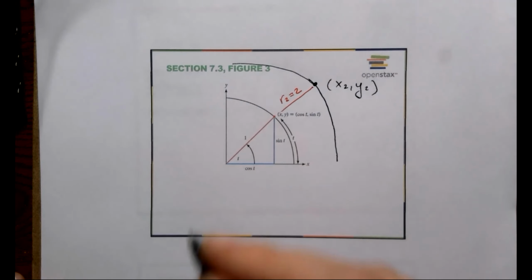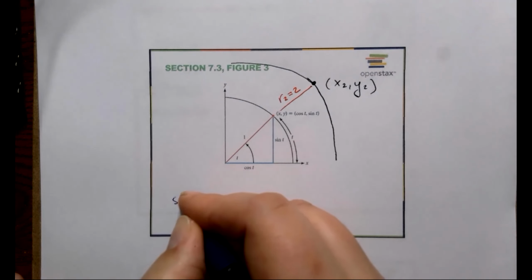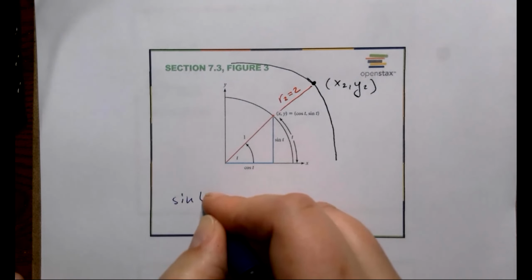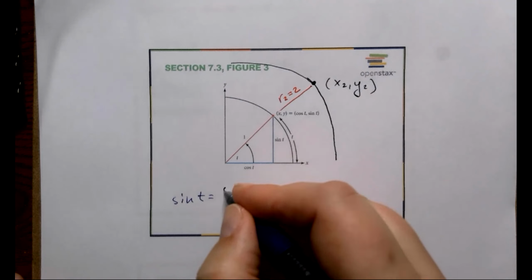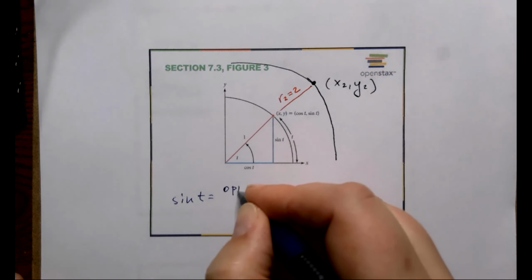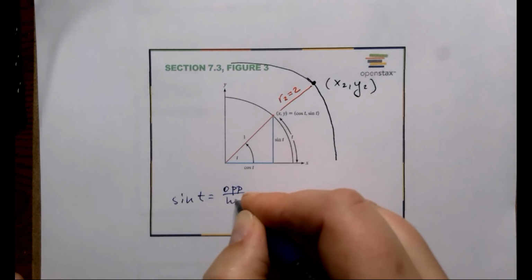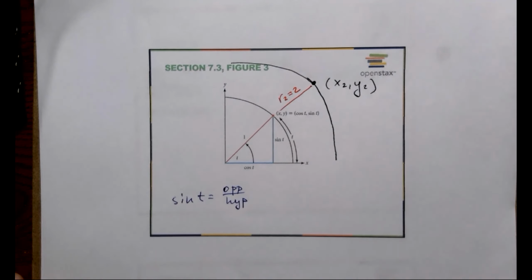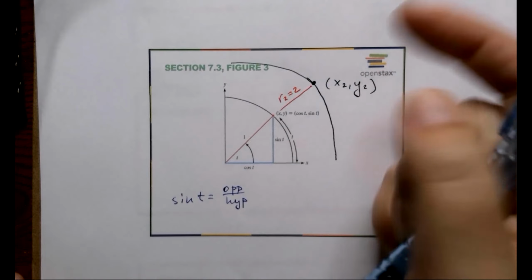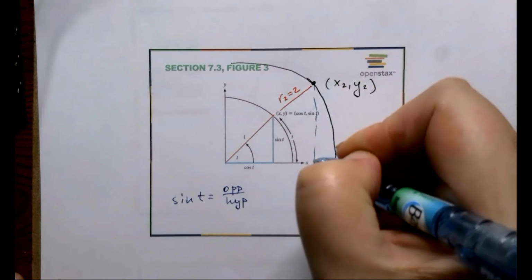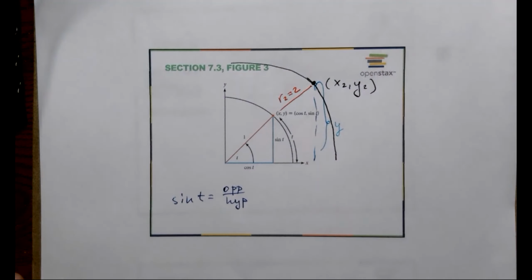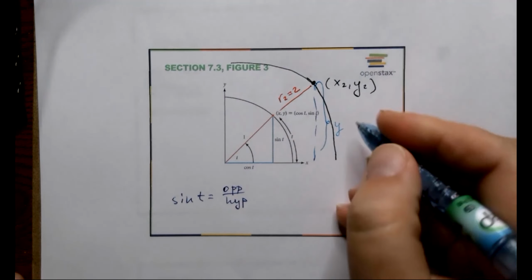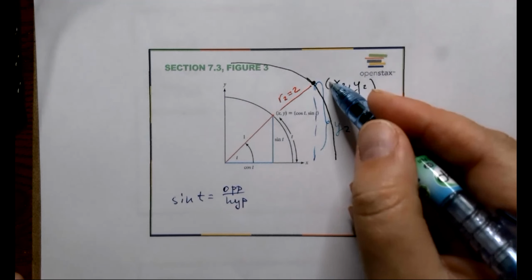Well, the definition of a sine function does not change. It's the opposite side over hypotenuse. So our opposite side is right here, and that is the y2 coordinate of this point.